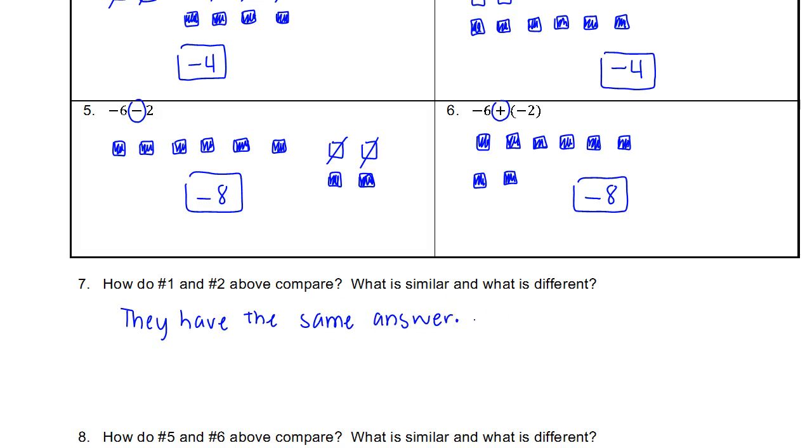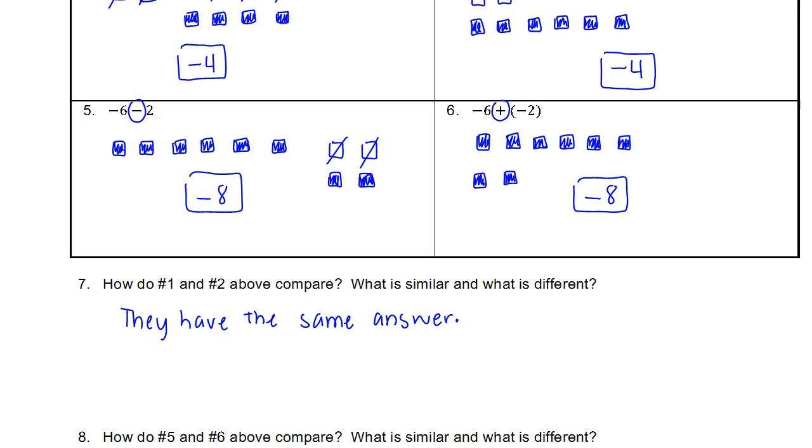For number 1, the difference was 2. For number 2, the sum was also 2. What's different about them is that they have different operations. So for number 1, I'm subtracting. Number 2, I'm adding. And the models look different. So for subtraction, I've removed chips, and for addition, I've added chips on.